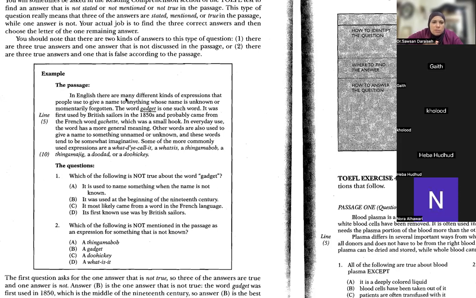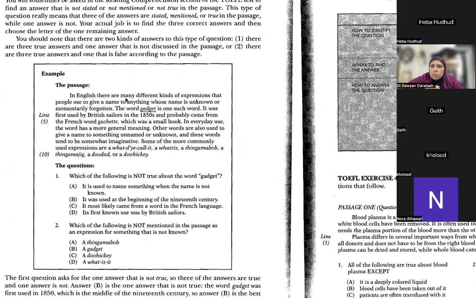The question: which of the following is not true about the word gadget? Which of the following sentences is not true about the word gadget? Let's see. Number 1. It is used to name something when the name is not known. Yes, Dr. Hiba, tell me. Yeah, okay. It's used to name something when the name is not known.